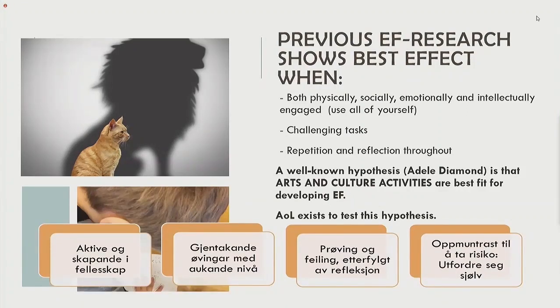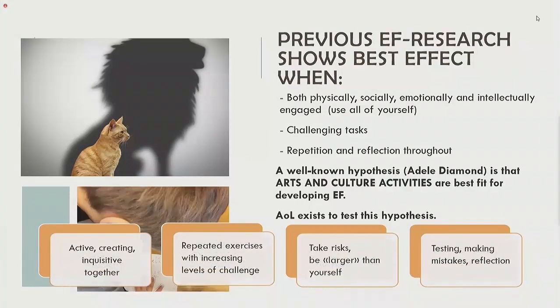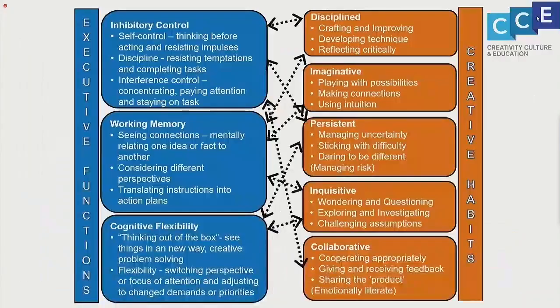So we try to create activities for this project which engage children physically, socially, emotionally, and intellectually. So these are active, inquisitive activities, repeated ones, and I would say that the third criterion is the most important, that children in this project take risks, and we try to make them larger than themselves. So it is a kind of set of challenging activities, and these activities were not just delivered but also tested and evaluated in the project.